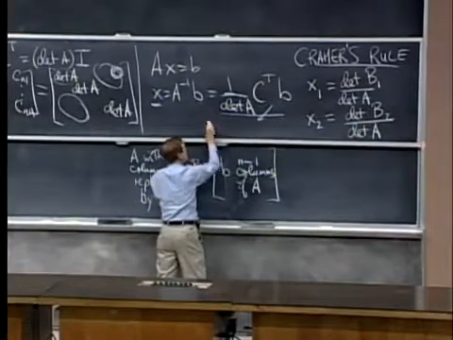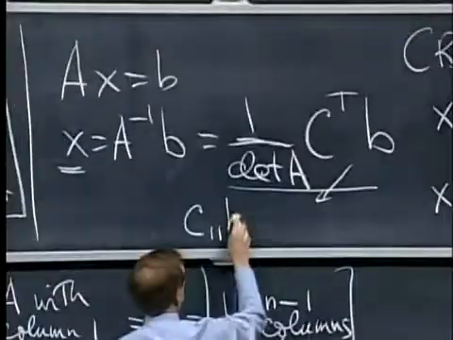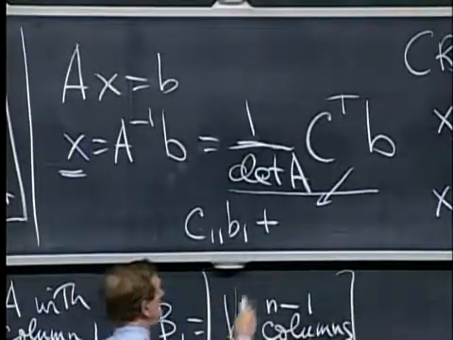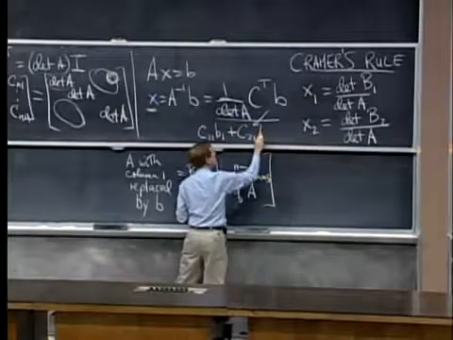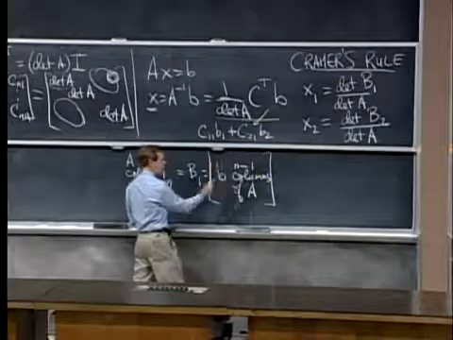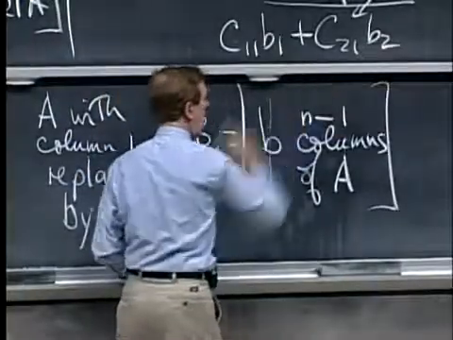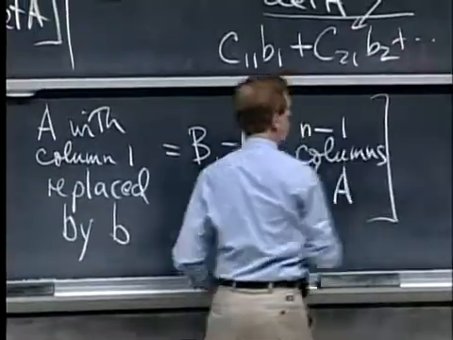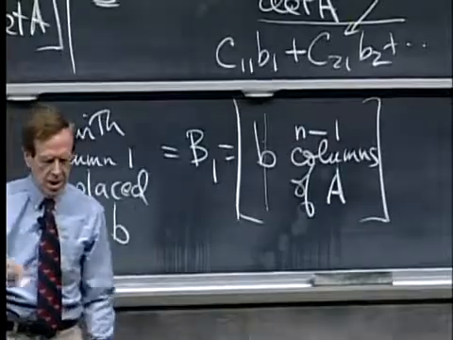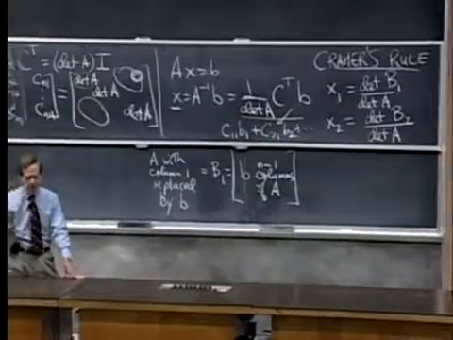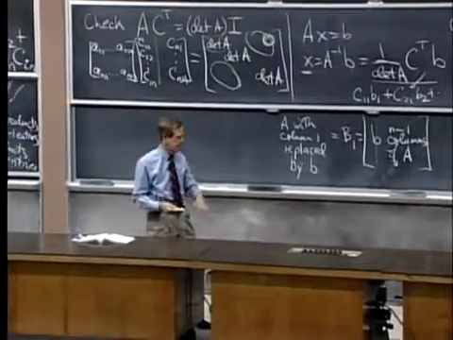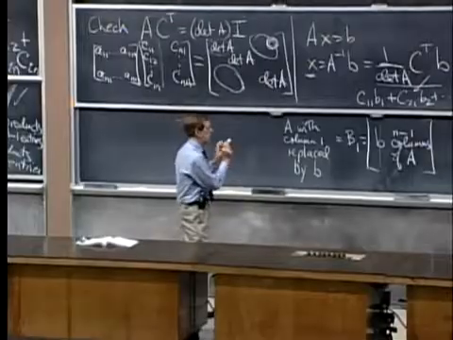This first entry is C11 times B1. And then the next entry is C21 times B2, and so on. And sure enough, if I look here, when I do the cofactor expansion, B2 is getting multiplied by the right thing, and so on. So there's Cramer's rule. And the book gives another kind of cute proof without building so much on cofactors. But here we've got cofactors, so I thought I'd just give you this proof.